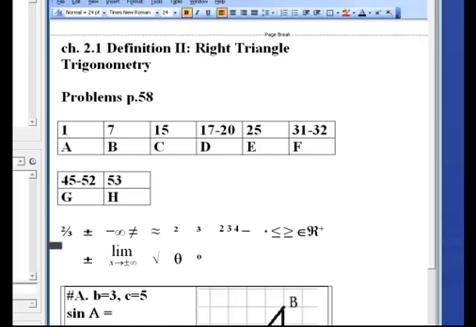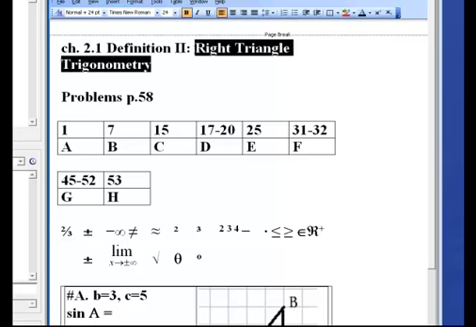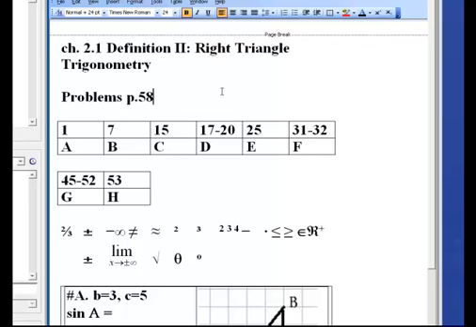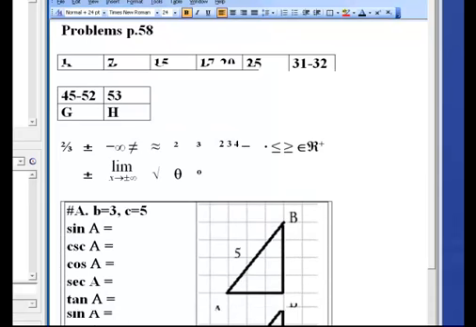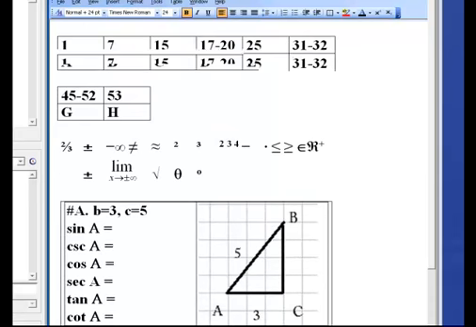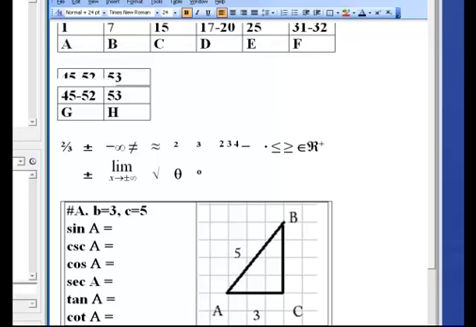Welcome to the problem section for 2.1, right angle trigonometry. And we're going to do quite a number of exercises, so let's get started. The first one is going to say, use the given information to find the 6 trigonometric functions of the angle A.